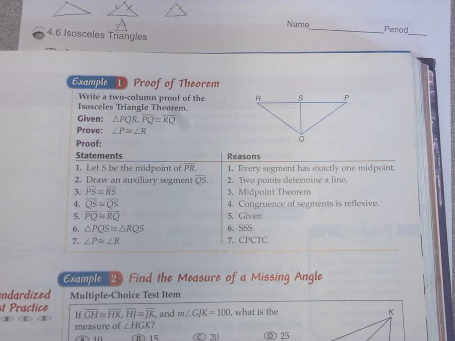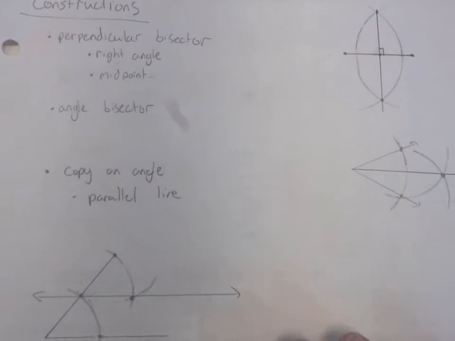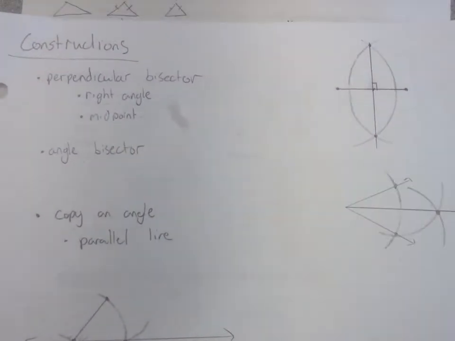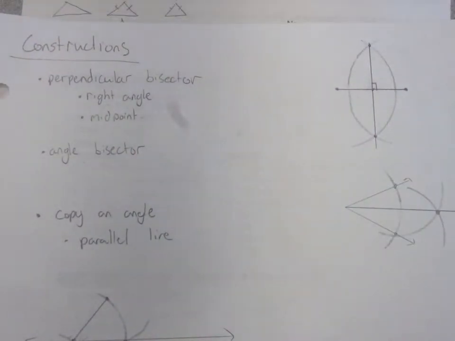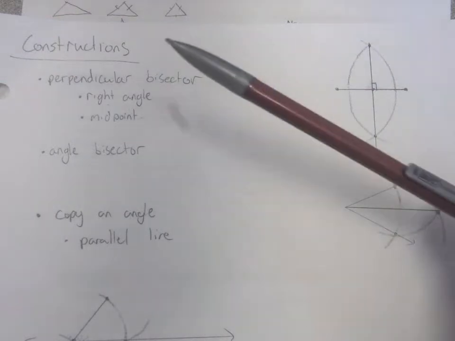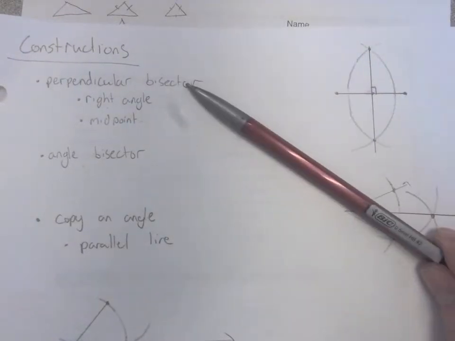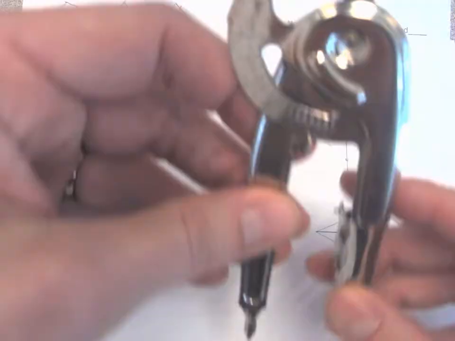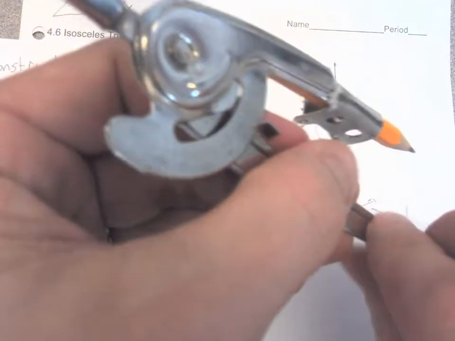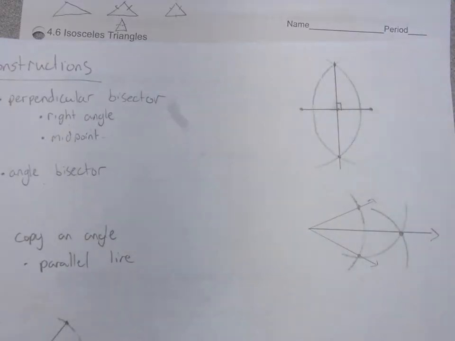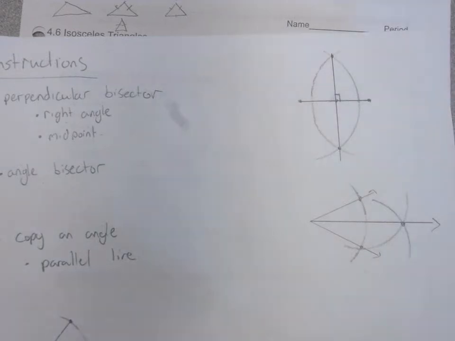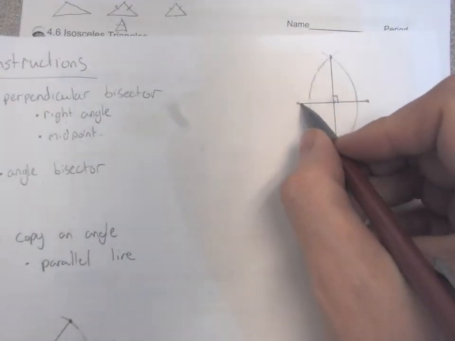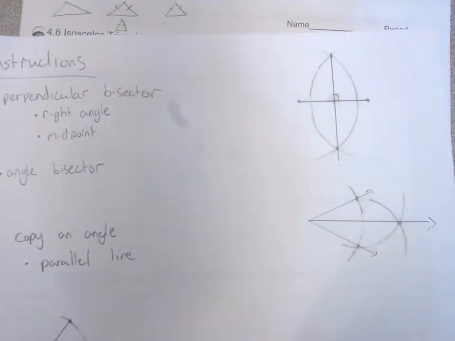And you might wonder, why is that okay? How is that even allowed? Well, we did some constructions not too long ago in class, and we can use those constructions in our proof. Those constructions are perpendicular bisector. If you remember, we took our little compass, and we did two arcs, and we found out where they overlapped, and we cut that in half, and that gave us a perpendicular bisector.